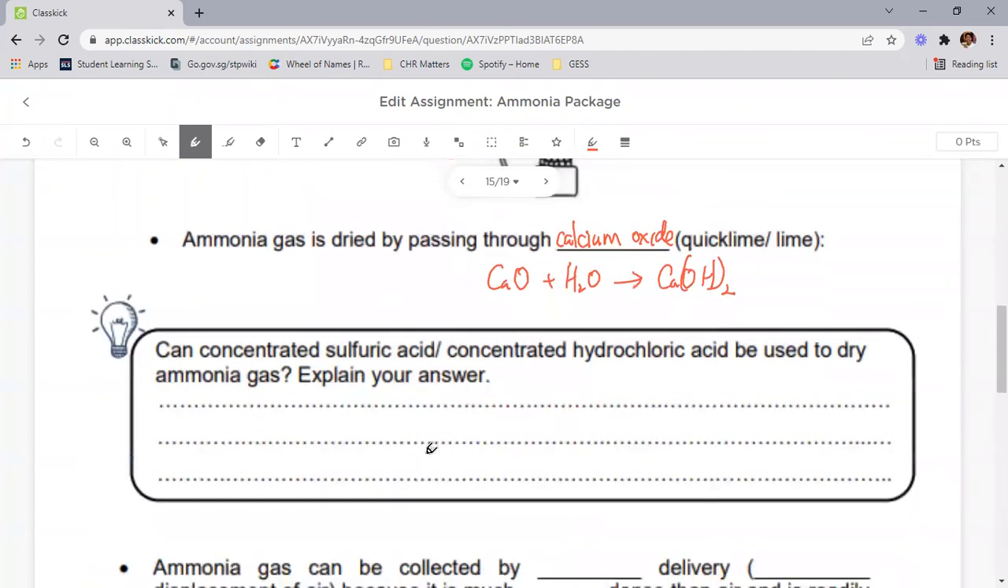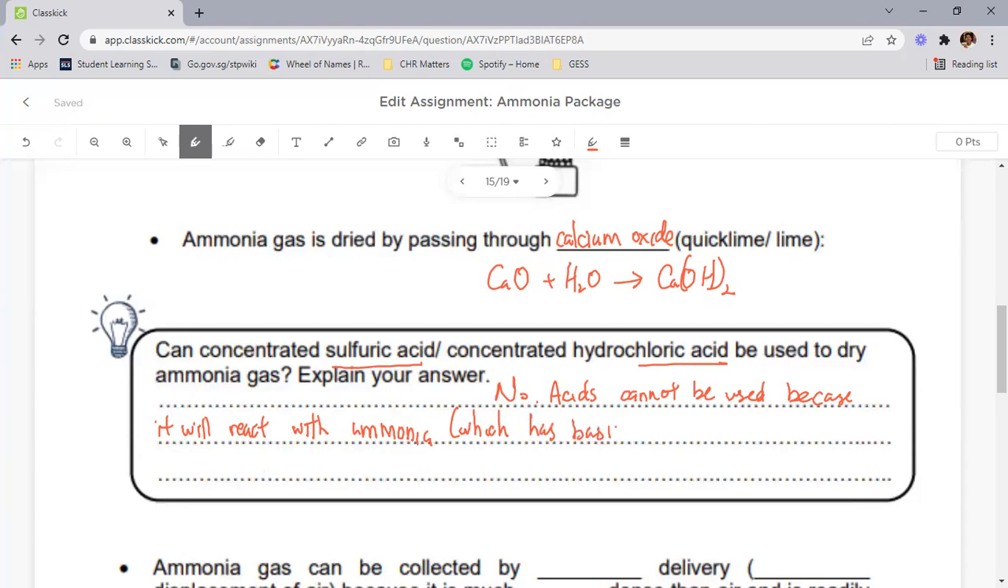Then the next question will be, oh, can I use concentrated sulfuric acid or concentrated hydrochloric acid to dry the gas? The answer here is obviously no. We do know that ammonia is basic, so acids cannot be used. Why? Because they will react with ammonia, which has basic properties. The word basic just tells you it has alkali-like properties. Hence it cannot be collected.